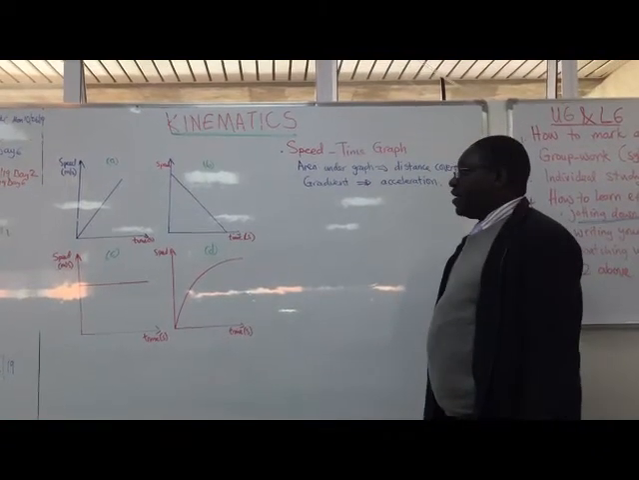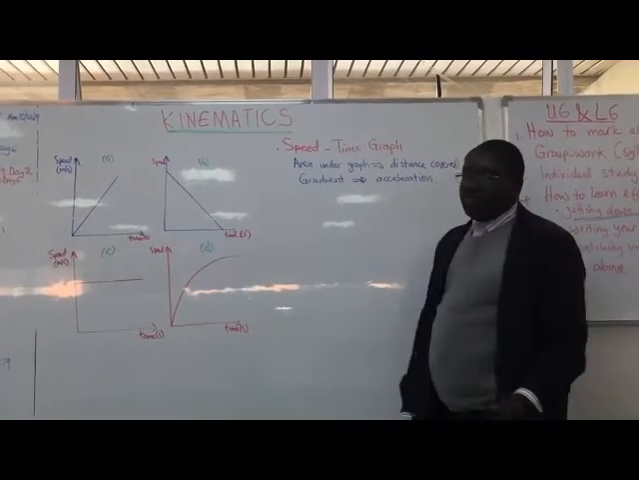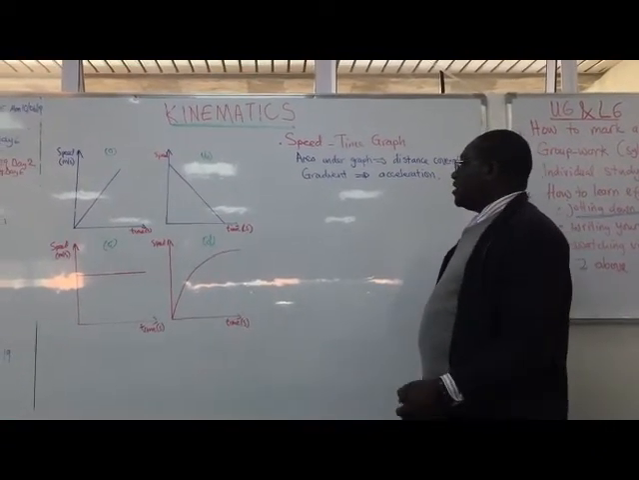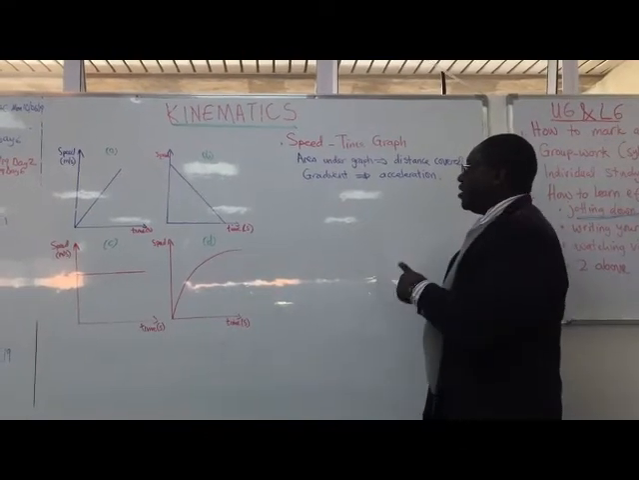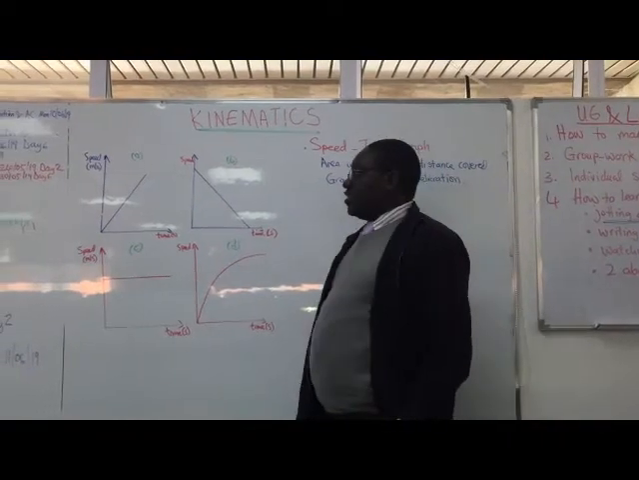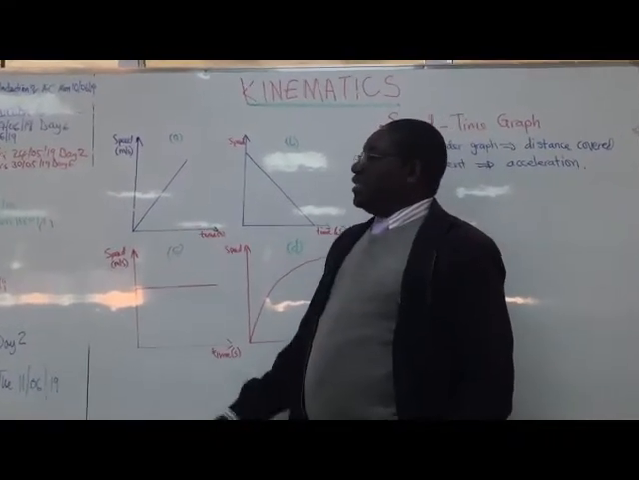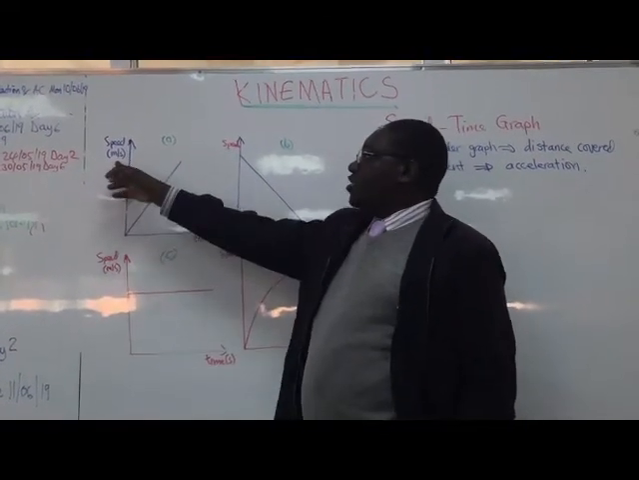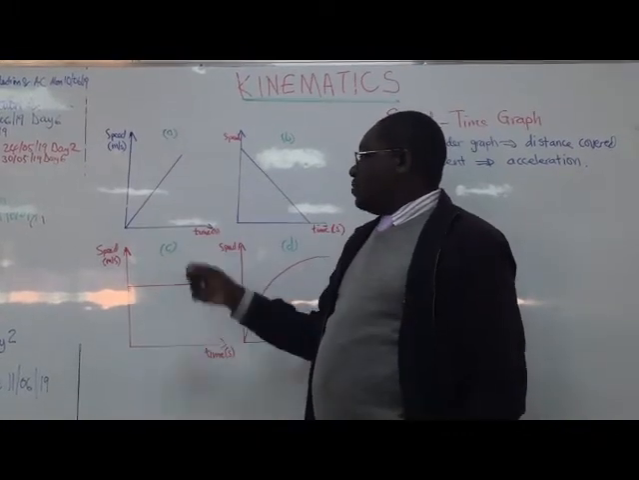Now on a speed time graph, the area under the graph is the total distance covered, and the gradient of that graph is the acceleration. Now you must always remember to label the axis with the quantity and the unit. So speed is measured in meters per second and time in seconds.